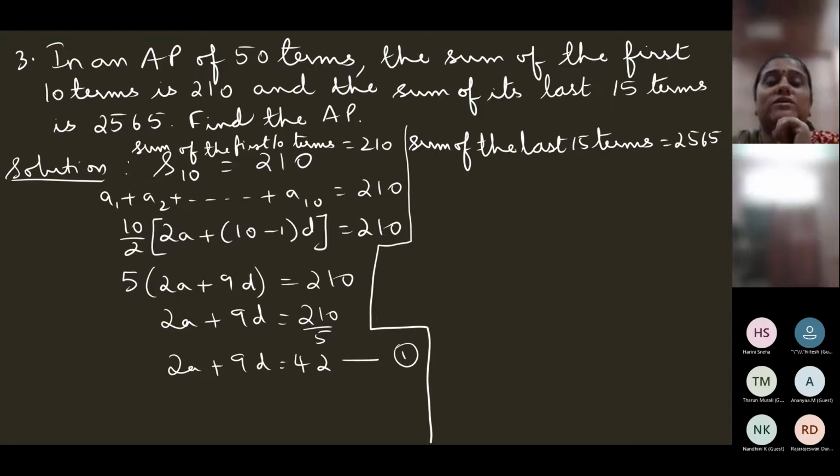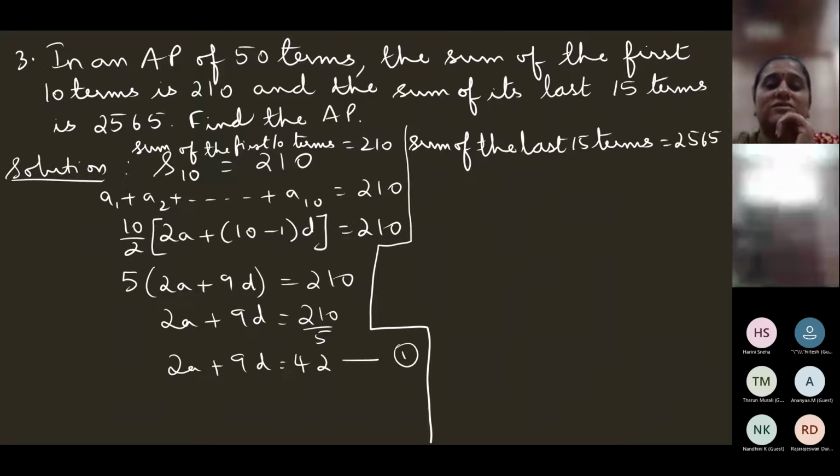Use your fingers and count. 35, 36, 37, 38, count till 50. And see how many terms are there. 16 terms. How many terms, Ananya? 16 terms, because we are including 35. You're including both the ends.